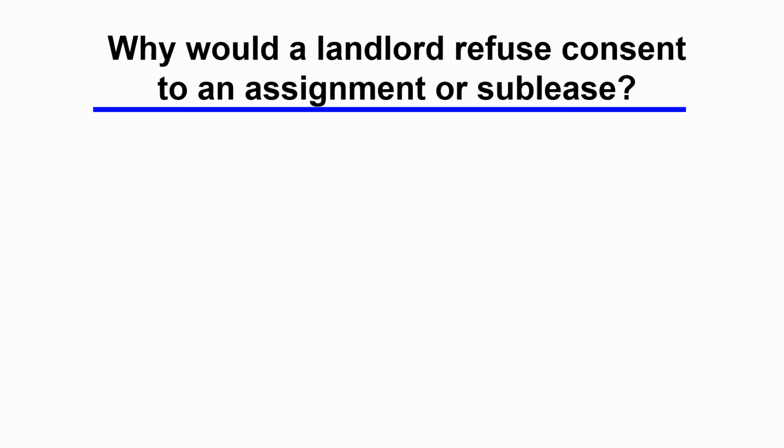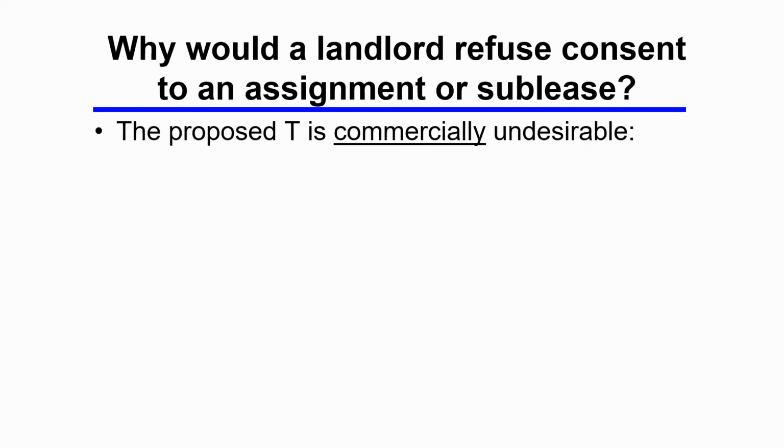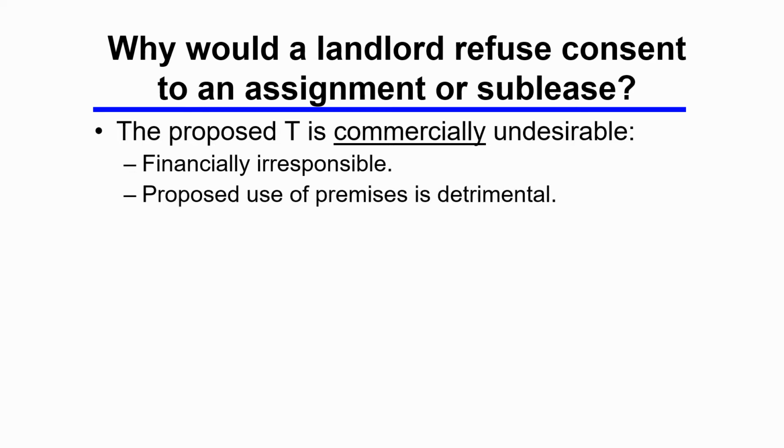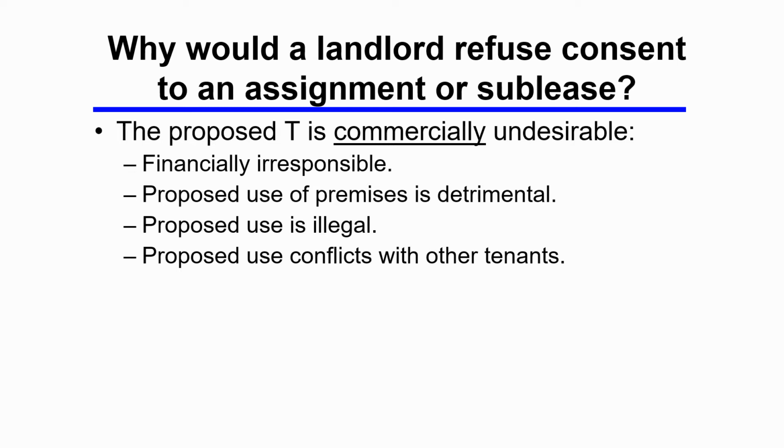Why would a landlord refuse consent to an assignment or a sublease? Well, one possibility is that the new tenant is commercially undesirable. They might be financially irresponsible, so the landlord is afraid that he'll have trouble collecting the rent from them. They might want to make a use of the premises that's detrimental. For example, they might want to use it for some illegal purpose or some obnoxious purpose that would be bad for other nearby tenants of the same landlord. They might even propose a use that conflicts with the other tenants.